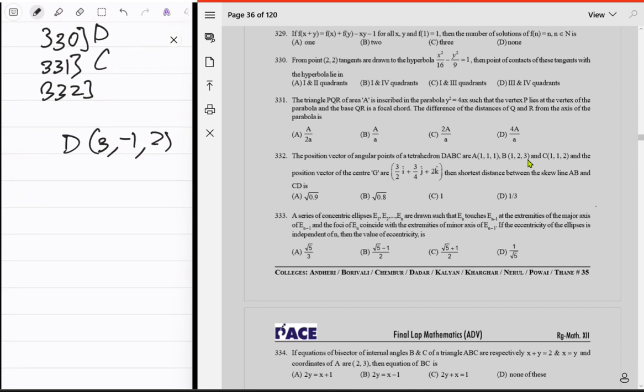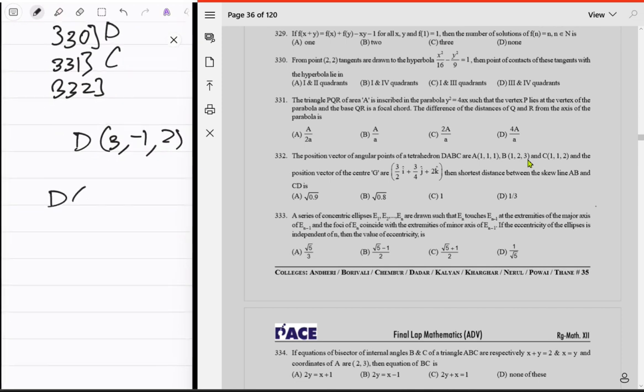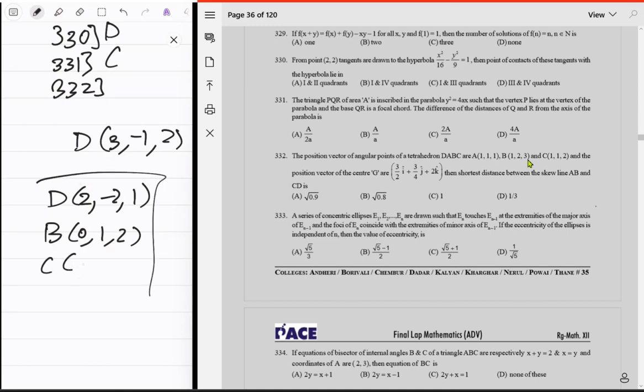So A is given to you. With respect to A, D is just 2, -2 and 1. B is just 0, 1 and 2, and C is of course this A. C is just 0, 0, 1, right? Yes. Okay, the shortest distance between the skew lines AB and CD. Oh god. So AB and CD.